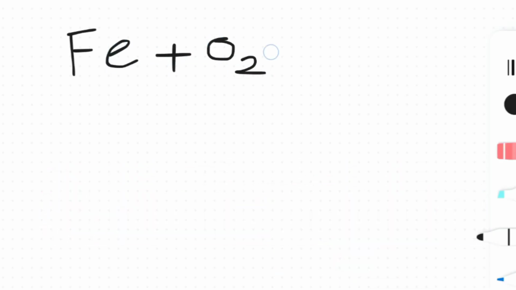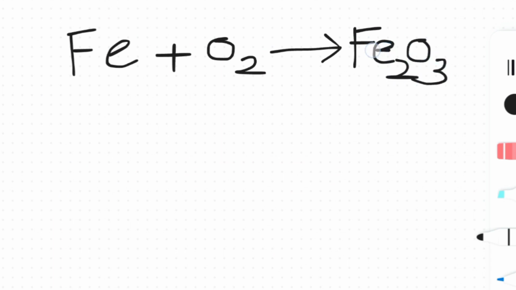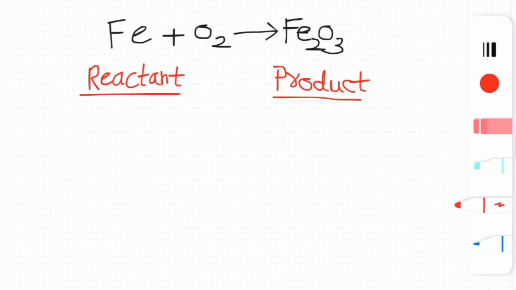Let's see the example. First, identify the number of atoms for each element in the unbalanced equation. There are 2 oxygen atoms on the left and 3 on the right.